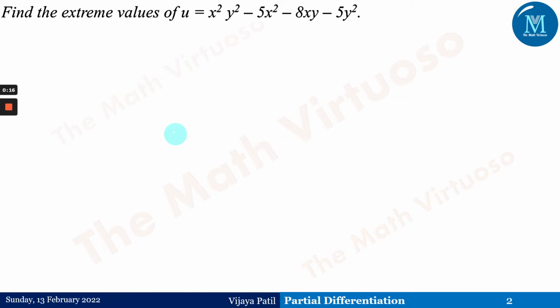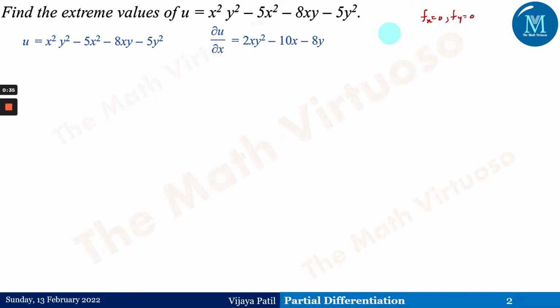So find the extreme values of u equals x square y square minus 5x square minus 8xy minus 5y square. So u has been given to us. We have to find out dou u upon dou x. The way we have to do it is, find fx, find fy and equate them to 0. The same thing we are doing here, only because instead of f we have been given u. So we are using that.